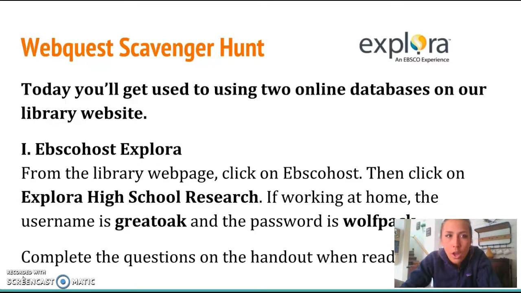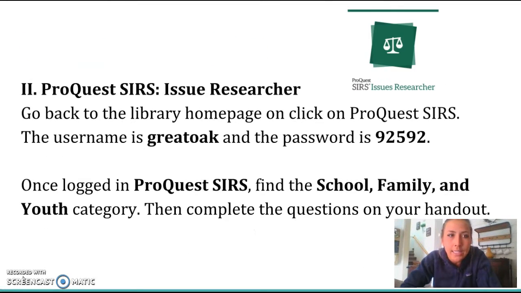All right, guys, so what we're going to be doing next is the second database that you're going to be looking at is ProQuest SIRS Issue Researcher, okay? You're going to go back to the Great Oak Library homepage and you're going to click on ProQuest SIRS, okay? The username is Great Oak and the password is 92592. Once you're logged in, you're going to find the school, family, and youth category, okay? Once you log in, you're going to find that category and you're going to have another 10 to 15 minutes to work on answering the questions on this handout.